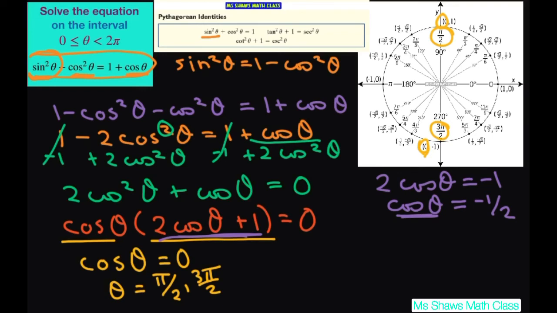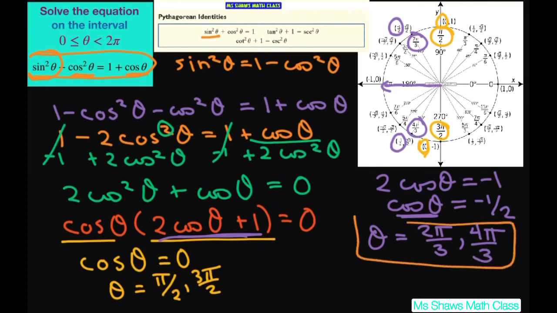So I'm looking for quadrants 2 and 3. That's where cosine, or your x value here, is negative. And that's going to give you 2 pi divided by 3 and 4 pi divided by 3. So my angle is 2 pi divided by 3 and 4 pi divided by 3. Therefore, these are your 4 solutions right here.